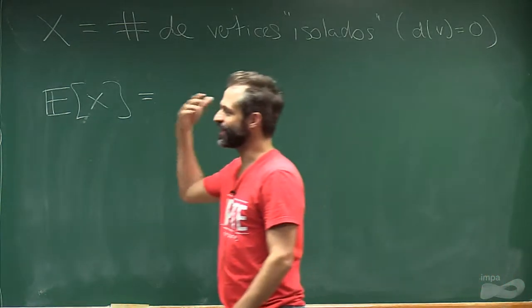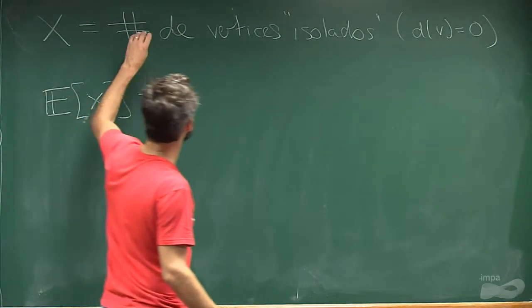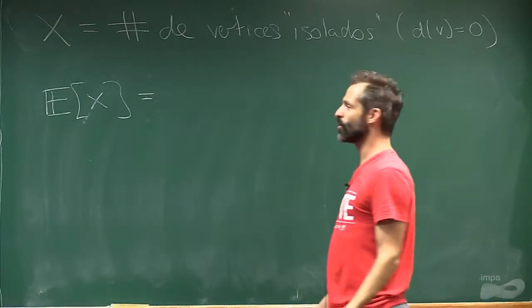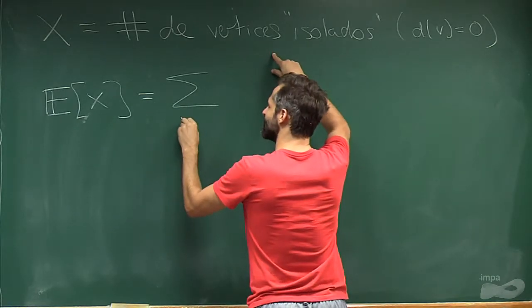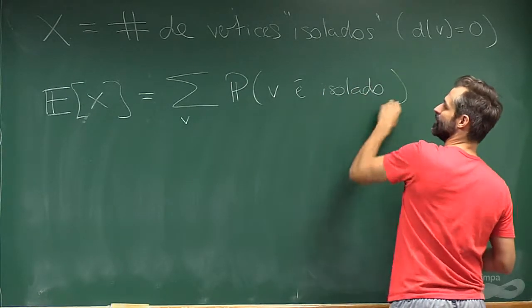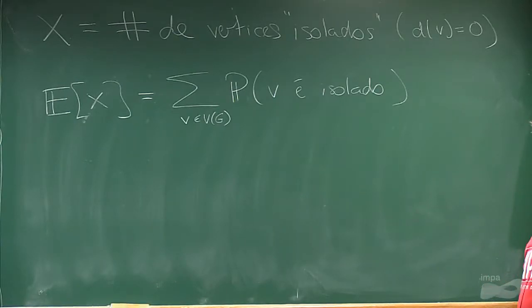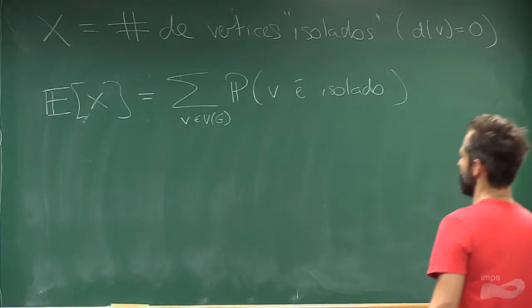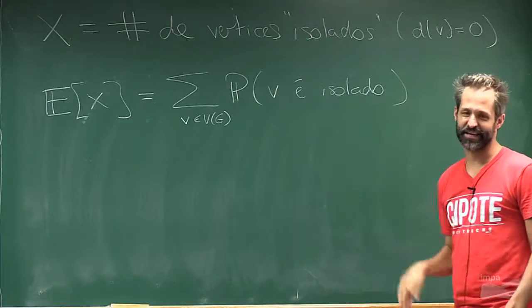So a way of remembering this, if you're a bit confused by this linearity of expectation stuff: our random variables will always be of the form the number of somethings with some property. And the expectation is always the sum over the somethings of the probability they have the property. In this case, the sum over vertices of the probability that V has the property. Does that make sense? We're always doing the number of somethings. The expectation is always the sum over somethings of the probability they have a certain property. Okay, so what's the probability that V is isolated?